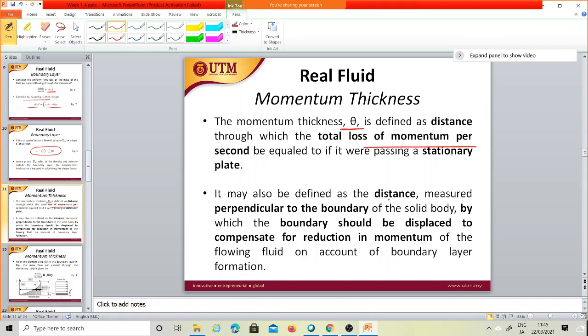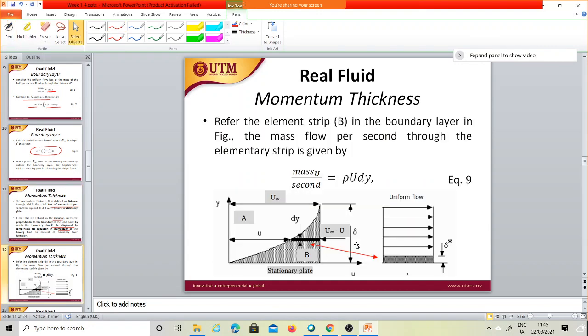It may be defined as the distance measured perpendicular to the boundary of the solid body by which the boundary should be displaced or moved to compensate for the reduction in the momentum, or you can say to compensate the momentum defect. So this is the same. I will not go again through the similar thing. This is in case of momentum thickness.